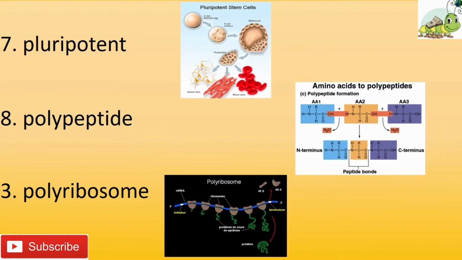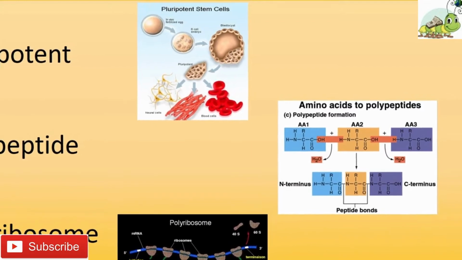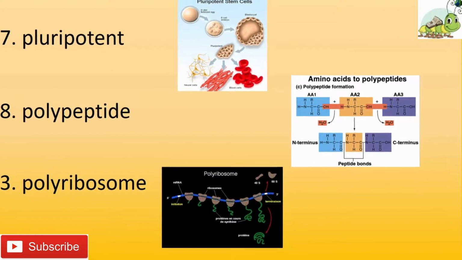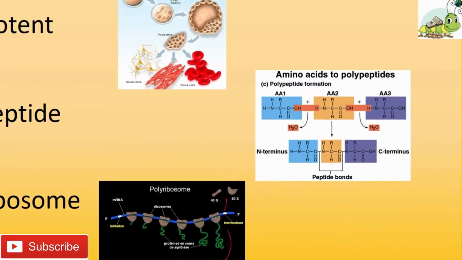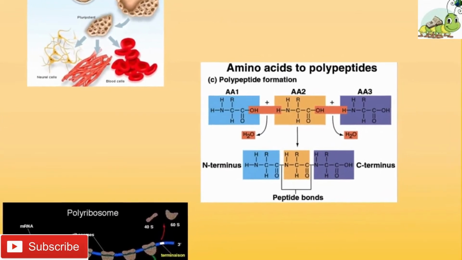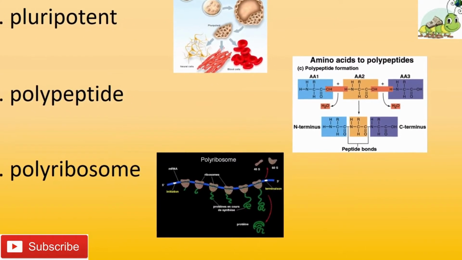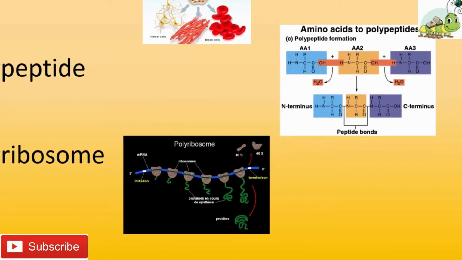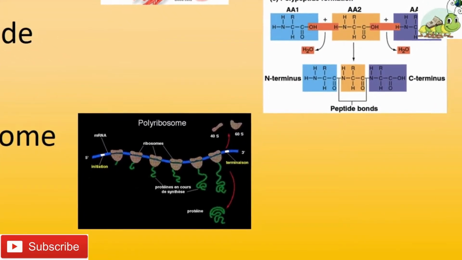Point number 7, pluripotent. Describes the condition of being able to differentiate into a large variety of cell types. Point number 8, polypeptide. A chain of amino acids linked by peptide bonds. It may be 2, 3, 4, 5. It's called a polypeptide. Point number 9, the polyribosome. The simultaneous translation of a single mRNA transcript by multiple ribosomes. Using multiple ribosomes is called a polyribosome.